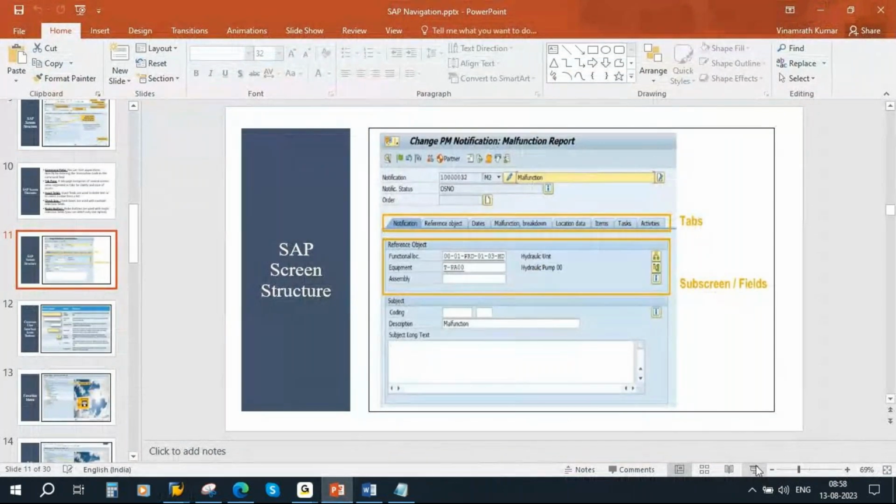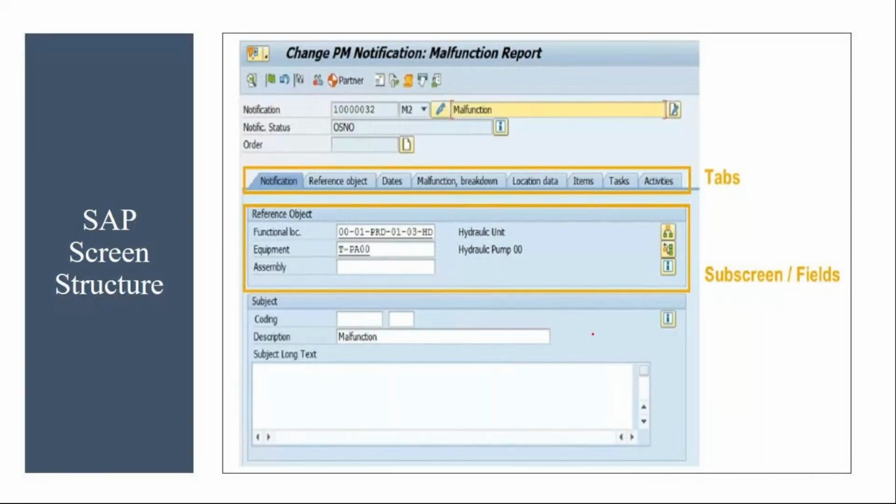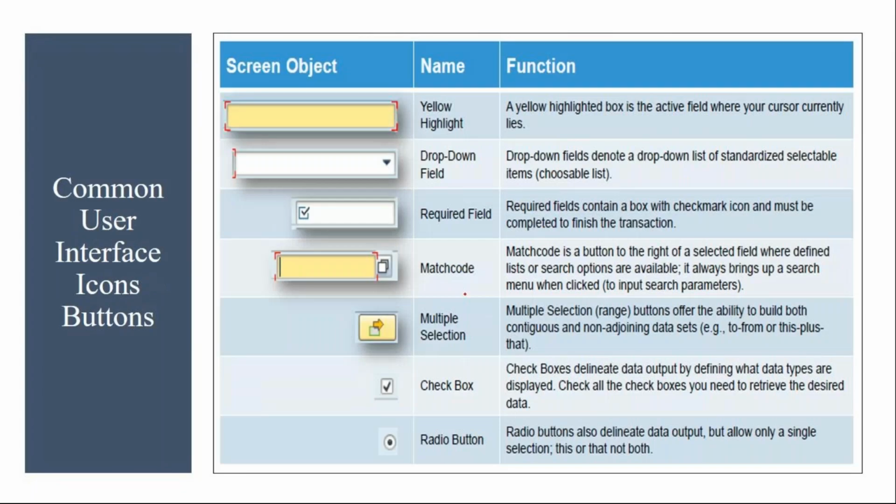This is what we just discussed. Okay. So the screens normally will have tabs. These are called tabs. Under the tabs, you will have subscreens. This reference object is a subscreen. Subject is a subscreen. Under the subscreen, you have the fields. These are the fields, input fields, where you maintain some information. Data. Nothing but data. Okay. So now we will talk about the interface icon buttons.